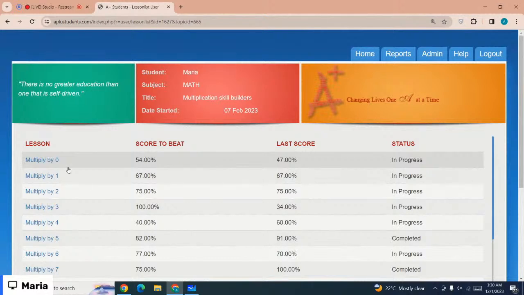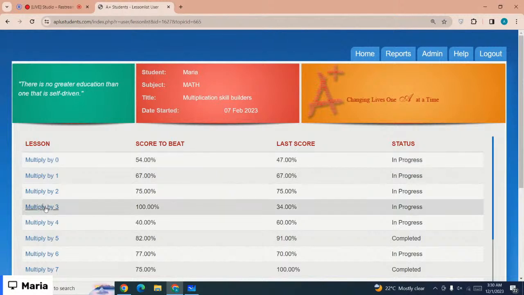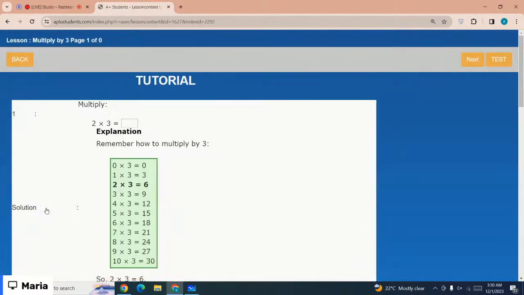Let's just start with the next lesson, that is multiply by 3. So we're going to learn how to multiply by 3, right? You can keep this table in your mind, that is 0 times 3 equals 0, 1 times 3 equals 3, 2 times 3 equal 6, 3 times 3 equal 9.